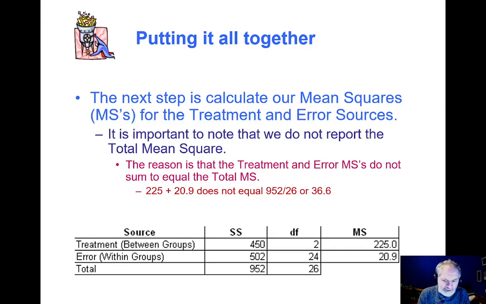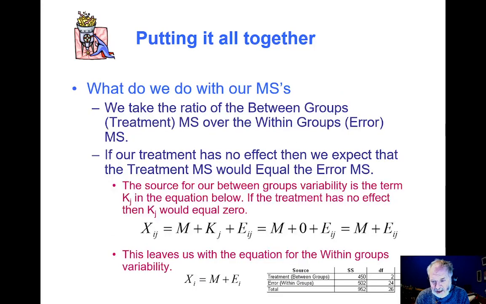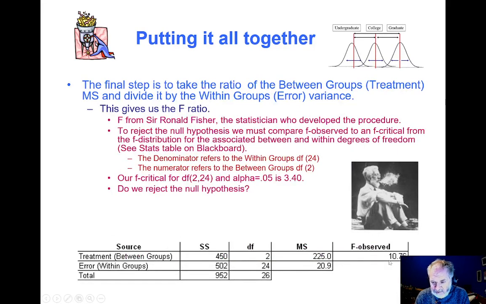And that's a ratio. So in this case, if I calculate my F observed, it is 10.76. That means that my mean square treatment is 10.76 times larger than my error within groups mean square. So what that means is my variance between groups is larger than my error variance by a factor of 10.76. Okay.